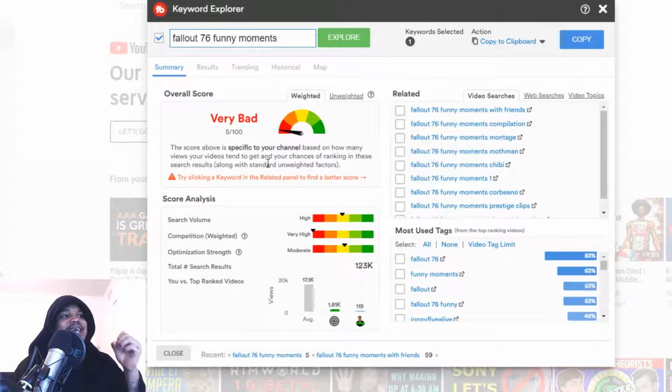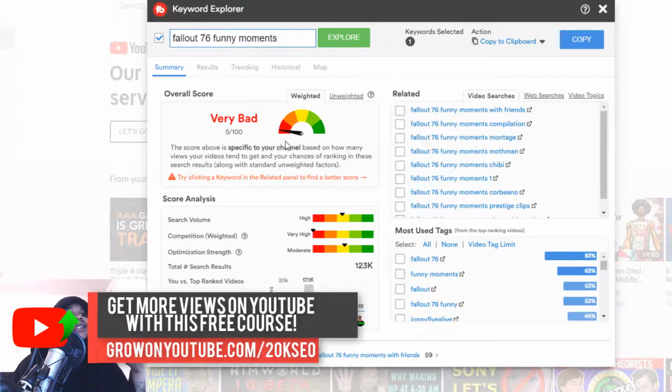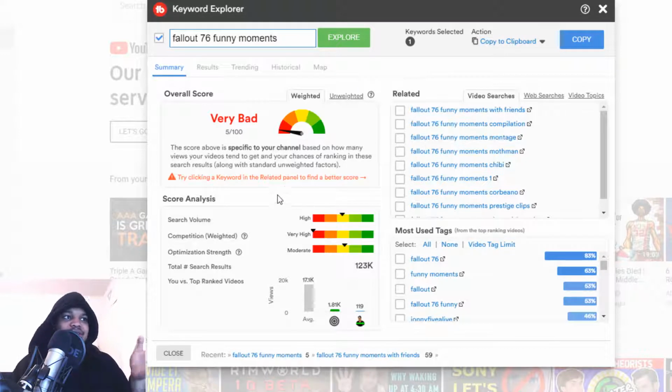If you go to weighted, then it will basically show you the score based on how many views your videos tend to get and your chances of ranking in the search results, along with the stuff that they showed you before. So this basically just takes more information from your channel to determine whether this is a good score or not. Now, down here we've got the score analysis, which gives you more information. Now, a lot of people could just come into here, see the overall score, see that something's bad and then keep it moving, or see that something's good and then keep it moving. But I suggest you look into the score analysis and you get a little bit deeper down the rabbit hole. Now, the two big things that you really care about are search volume and competition.